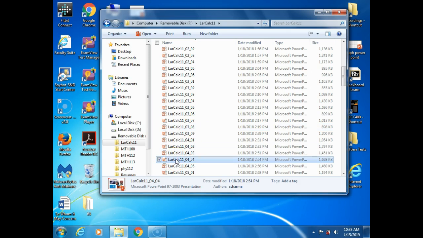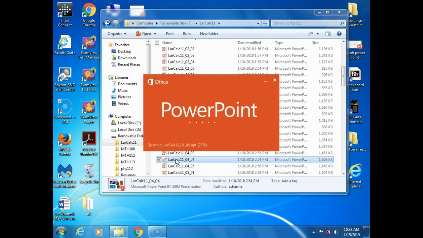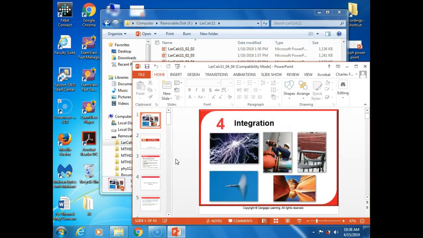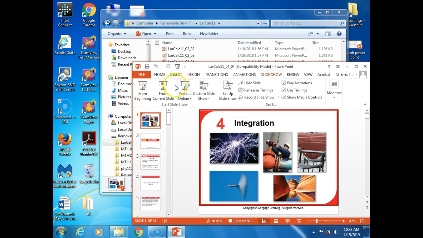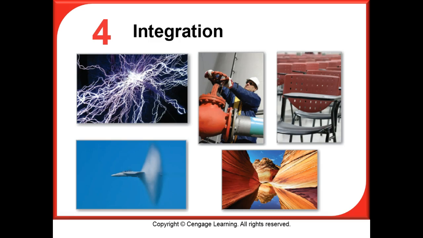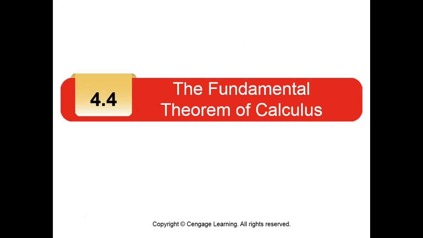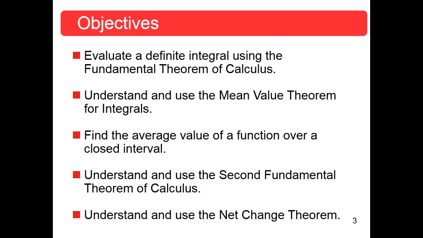Finally, we're here, where we've been anxiously awaiting the fundamental theorems of calculus. They say one, but then they give them two parts. So let's go to the slideshow from current slide. Chapter 4 is integration, and 4.4 is the fundamental theorem of calculus. We'll evaluate a definite integral using the fundamental theorem of calculus. I already hinted, and we did one problem with it. We're going to do plenty now.